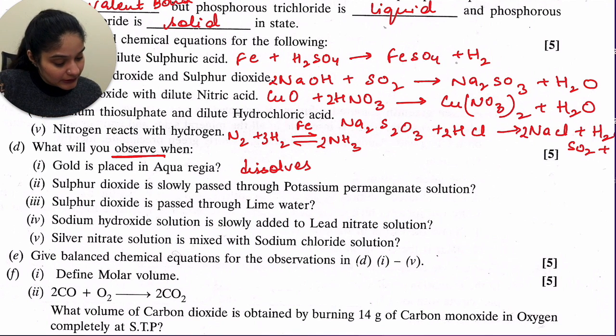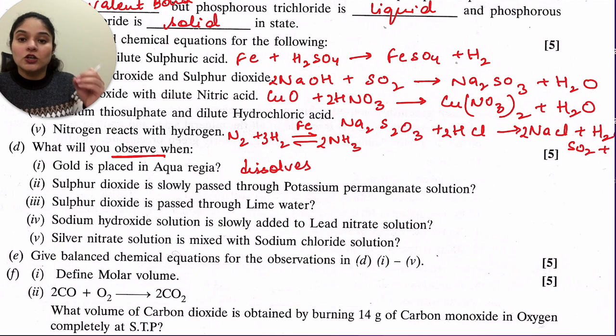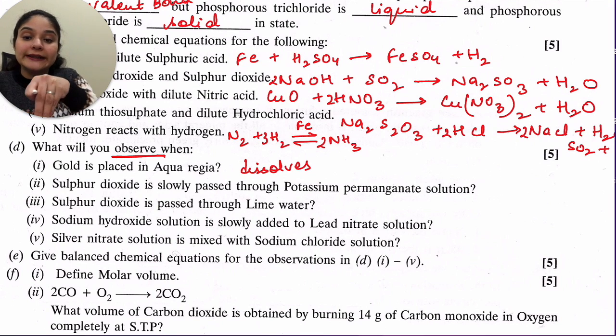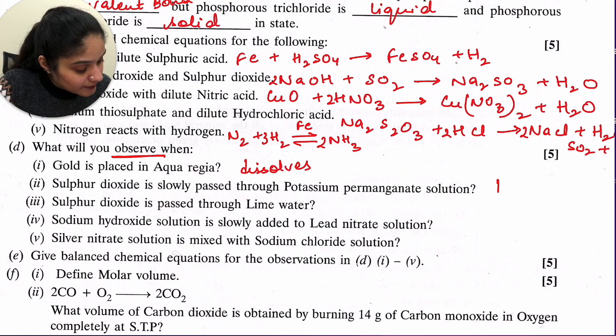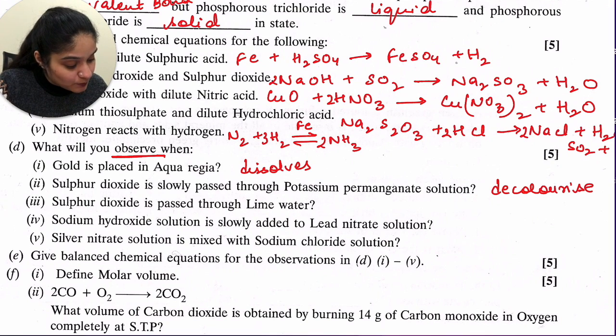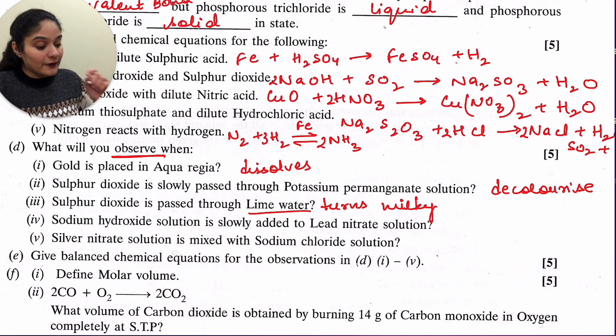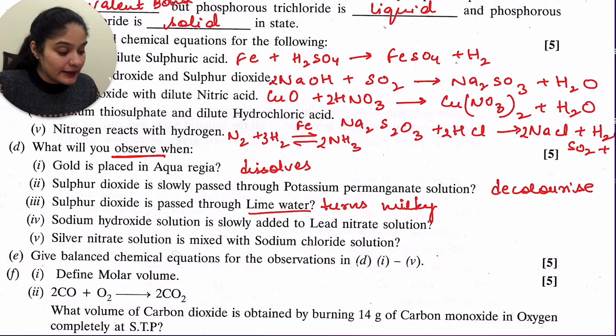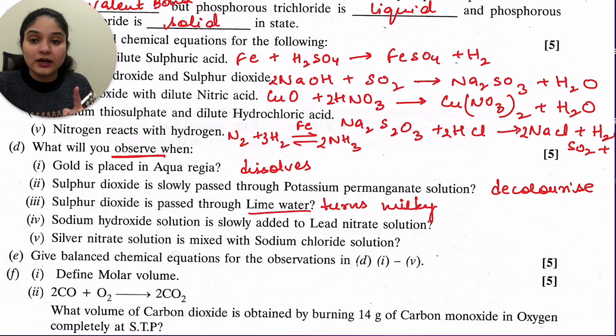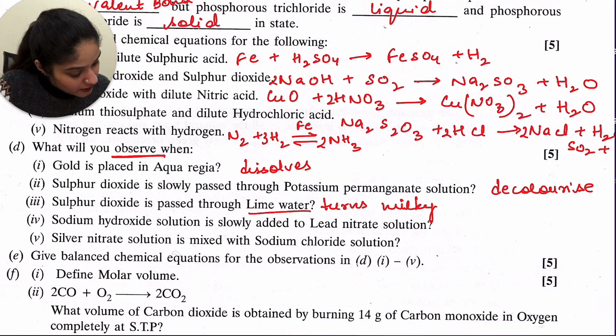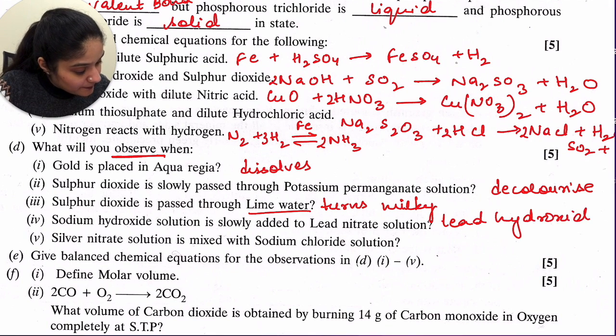Now next is sulfur dioxide is slowly passed through potassium permanganate solution. So this particular solution will decolorize. Then you have sulfur dioxide is passed through lime water. So lime water turns milky. Sodium hydroxide solution is slowly added to lead nitrate solution. So you will get a white PPT of lead hydroxide.